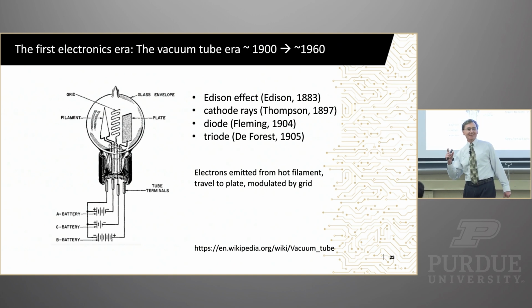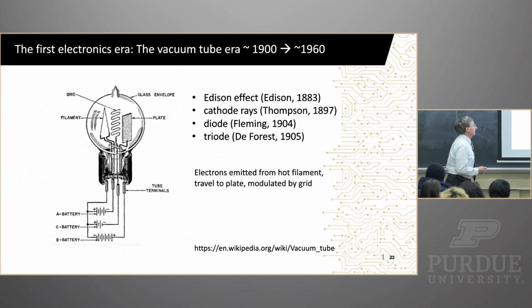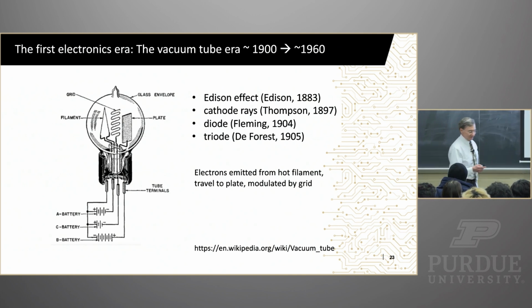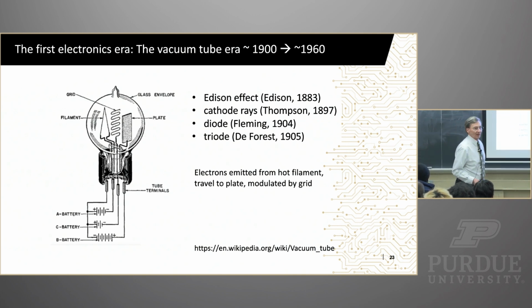That's cool. Okay, but vacuum tubes was what electronics was back in the 1930s, 1940s, even in the 1950s. And it relates to some fundamental effects. Edison, we all know Thomas Edison invented the light bulb, but he was also very instrumental in some of these basic effects. Thomson with cathode rays, Fleming with the diode, De Forest with the triode.